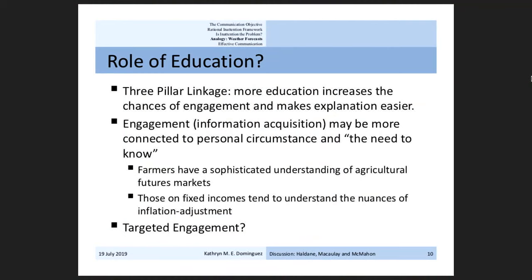Another issue that the paper spends time on is education. And in fact, one of the key connections that they make through the 3 E's is that more education increases the chances of engagement and makes explanation easier. And I wonder if, again, context matters.